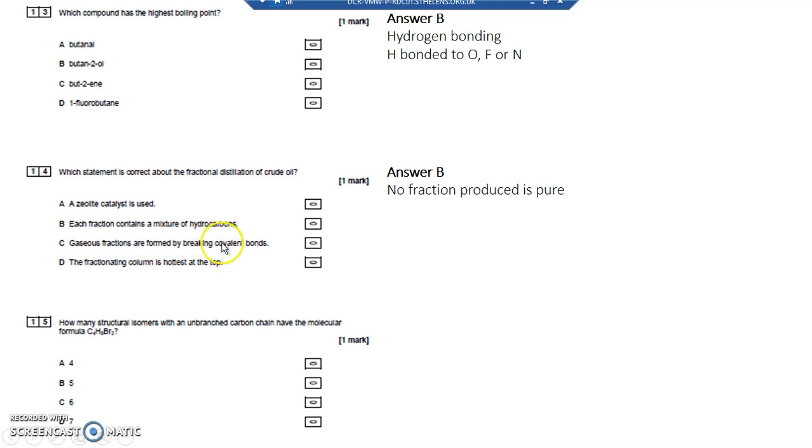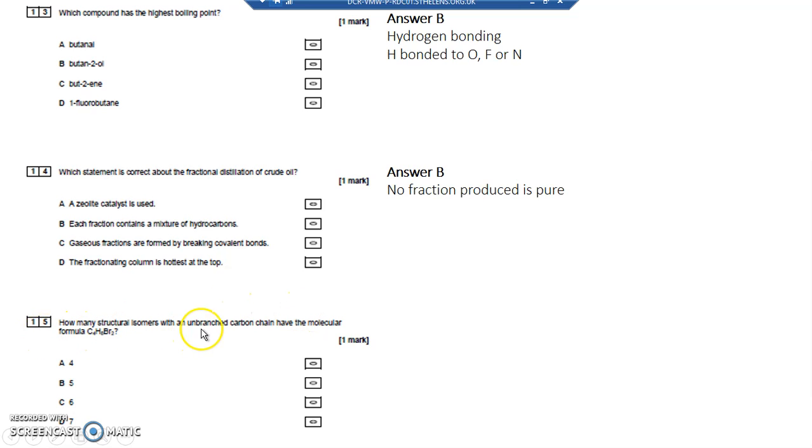Gaseous fractions are formed by breaking covalent bonds. No, you don't break covalent bonds within molecules. When you're heating something up and making gases out of liquids, when you're evaporating these during distillation or fractional distillation, you're breaking intermolecular bonds, bonds between molecules, not the covalent bonds within the molecules. The fractionating column is hottest at the top. No, it's hottest at the bottom because you're heating the flask up at the bottom. That's where your heat is provided from. So it's hottest at the bottom and then coolest towards the top.